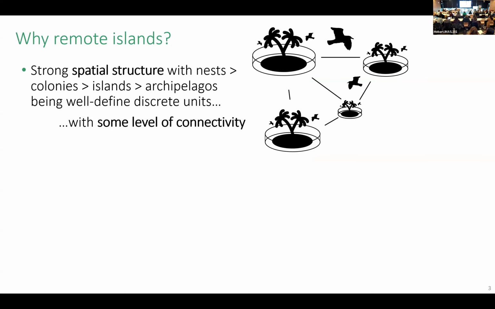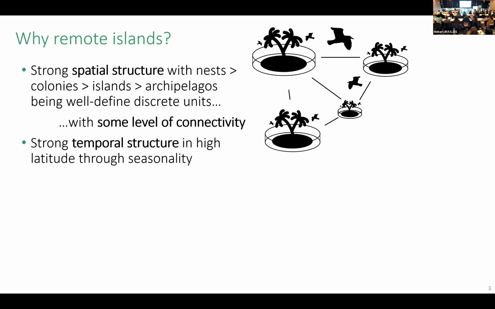Even though there are discrete units that are well separated from one another, there is some connectivity, as was pointed out by Jane. So we have opportunities for introduction and exchange of pathogens and other things.